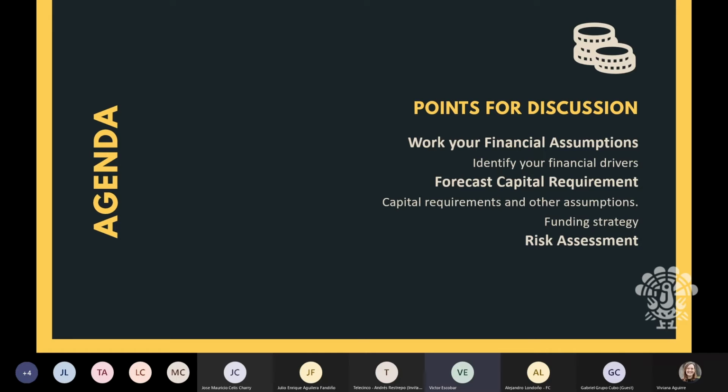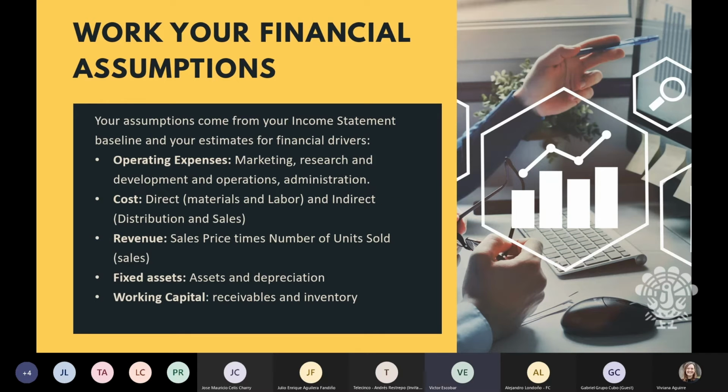So the agenda for today, or the points for discussion, will be how to work on your financial assumptions, identifying them, as well as the forecast for capital requirements. Here we will see what the requirements and the assumptions are that you may take and how you can get funding. We will be checking some funding strategies, and we will finish checking the risk assessment for your company in the financial area.